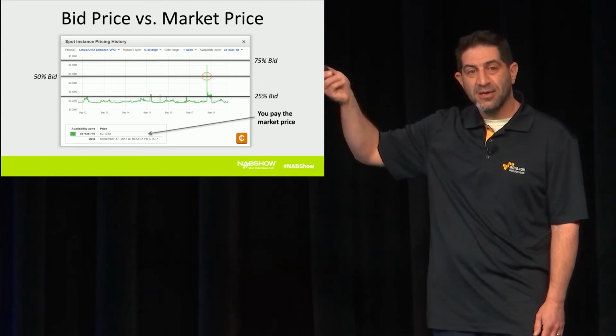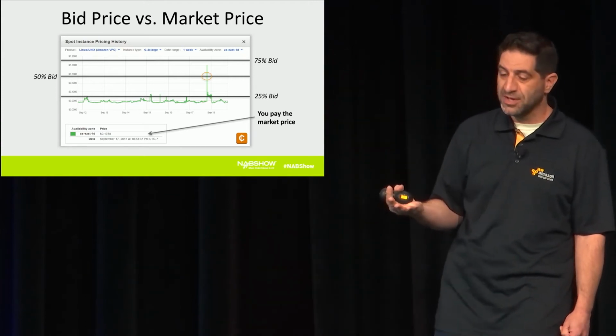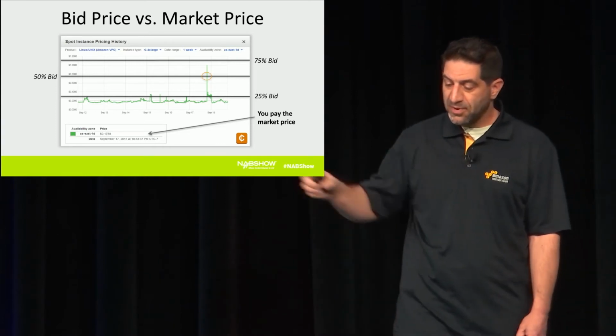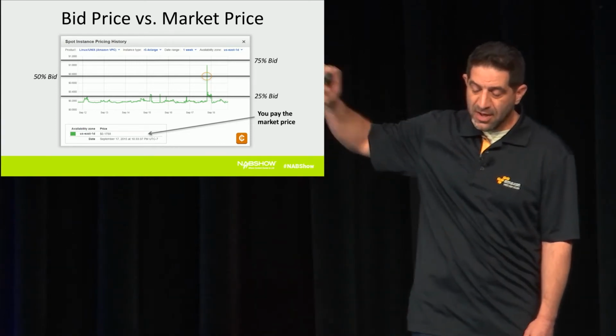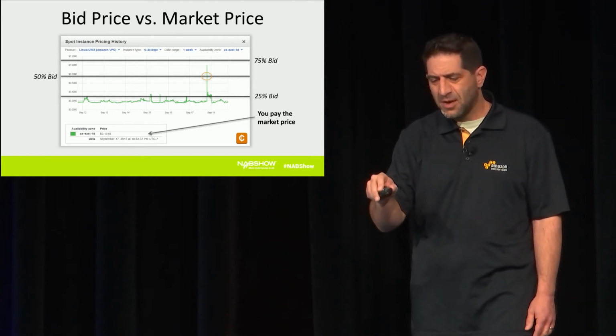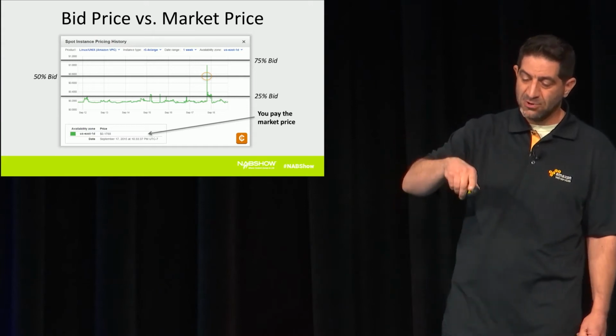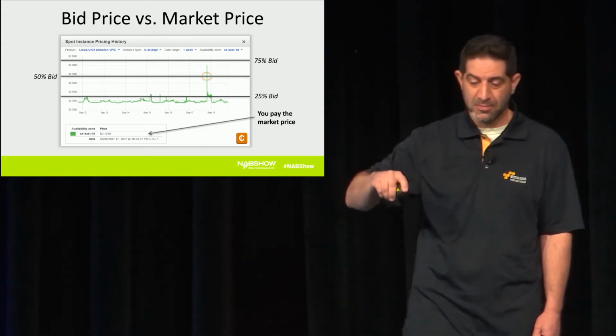If I had upped my bid price to be 50% of the on-demand price, I would have only experienced 1 interruption that you can see there, and I really wouldn't have paid much more than if I had bid the 25%, except I would have experienced fewer interruptions. And the whole reason for that is that, again, you never pay more than what the current market price is.